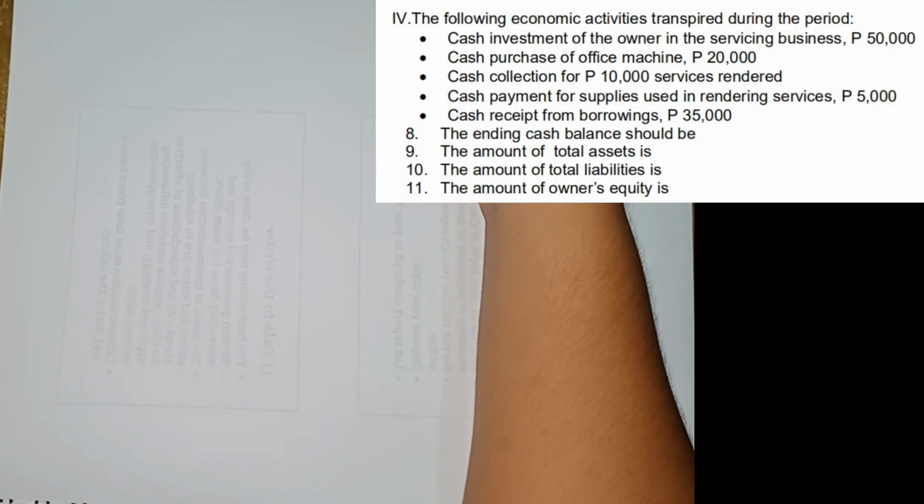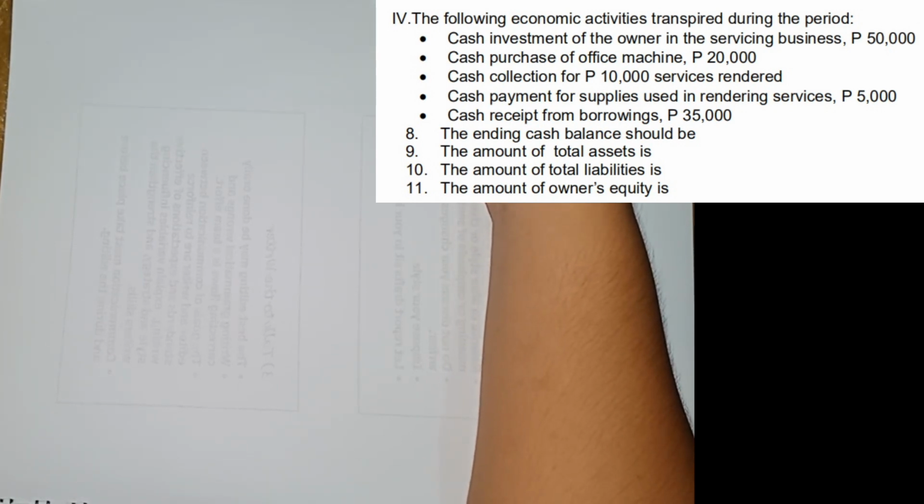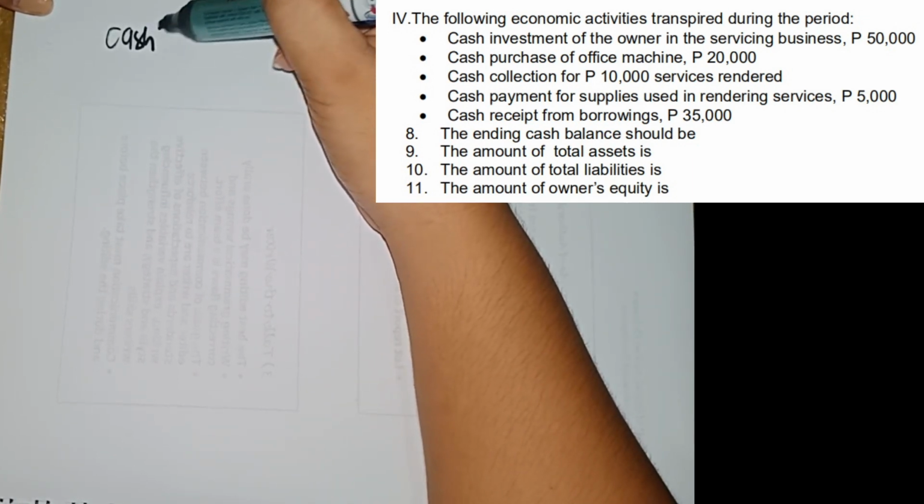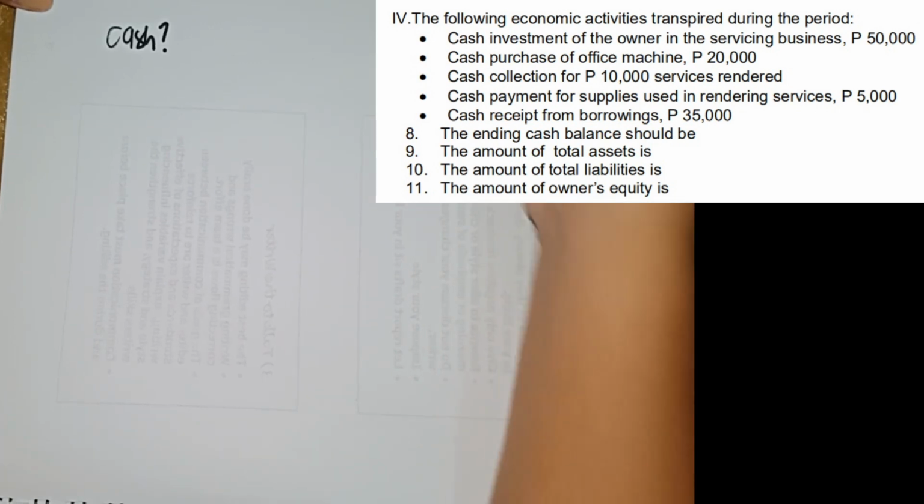Problem number 4. The following economic activities transpired during the period. So, ang given dito is yung movement ng ating cash. So, question number 8, the ending cash balance should be. So, magkano daw ang cash balance natin?